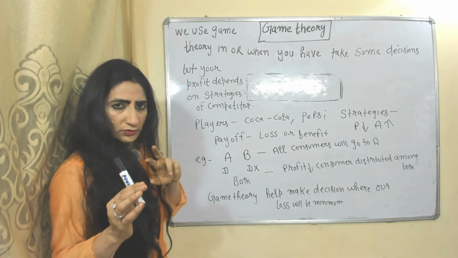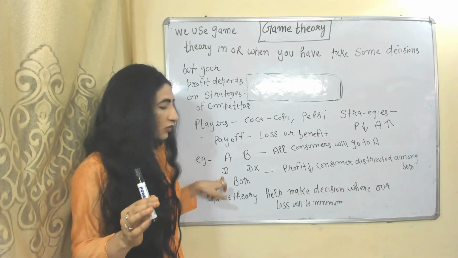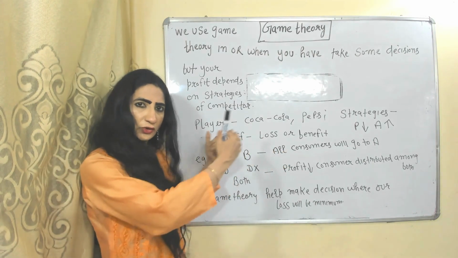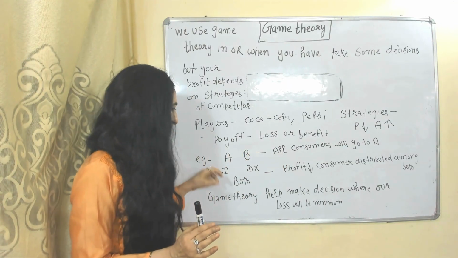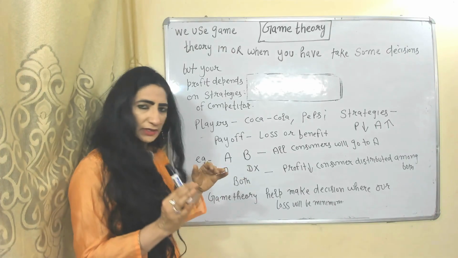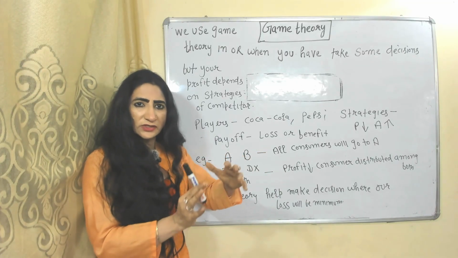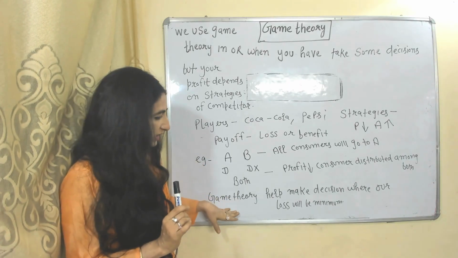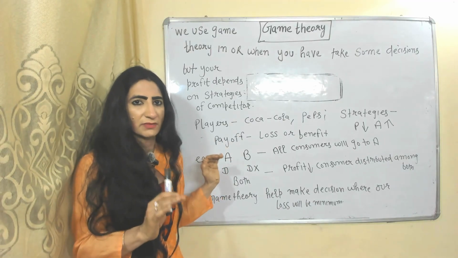Suppose there are two shopkeepers, A and B. If A gives a discount but B does not give a discount, then all customers of B will go to A because they are selling the same product. In the second case, if both shopkeepers give a discount, then overall profit will fall and customers will be distributed among both of them. In such a situation, game theory helps to make a decision where our loss will be minimum.